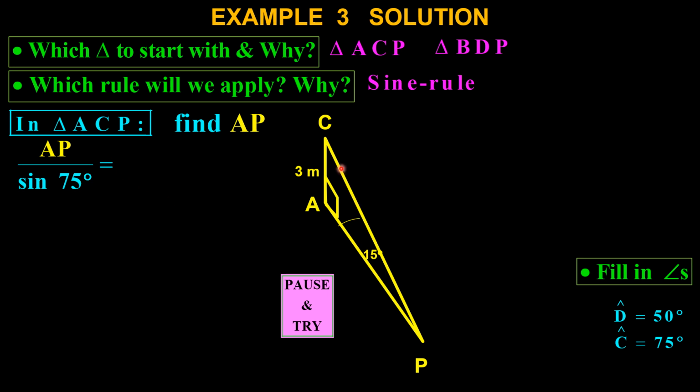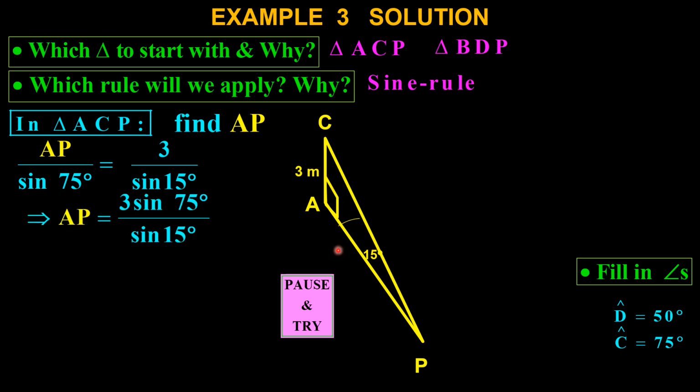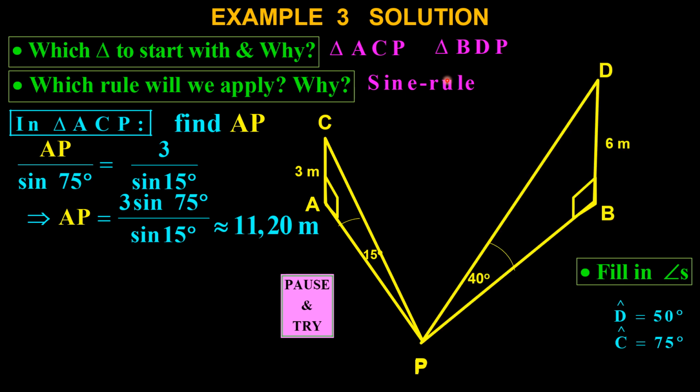So I have AP, and AP goes with that angle we had there, 75 degrees. And then we have the 3 that goes with the 15 degrees. So instead of dividing by sine 75, we multiply by sine 75. And now calculator work: 11,21. So there I've got 11,21.